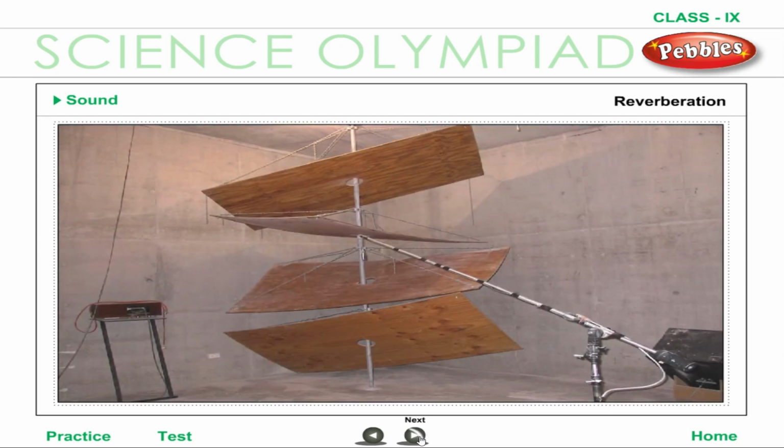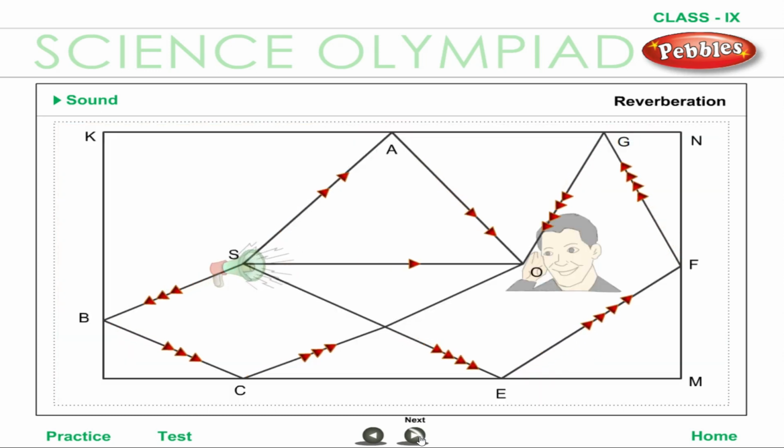Reverberation. When a man standing in an open space produces a sound, it is heard by a listener after a time interval. T is equal to x by v, where x is the distance between the source of sound and the listener and v is the velocity of sound in air. If the sound is absorbed in the medium before reaching the listener, it cannot be heard.